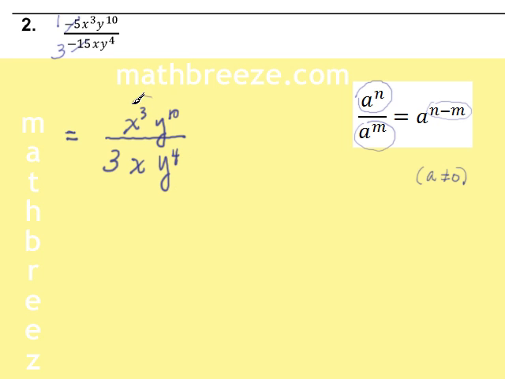So first we're going to concentrate on the powers of x, and we'll subtract exponents. So we're going to subtract 3, subtract 1. Remember, when an exponent doesn't appear, there's an implied exponent of 1. So 3 subtract 1 is 2. So we'll have x squared in the numerator. And then let's concentrate on the powers of y. 10 subtract 4 is 6, so we have y to the 6. And we still have that 3 in the denominator.